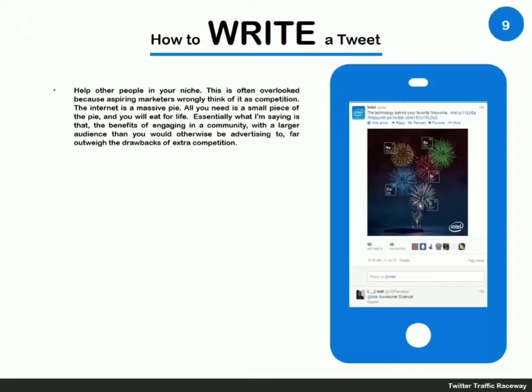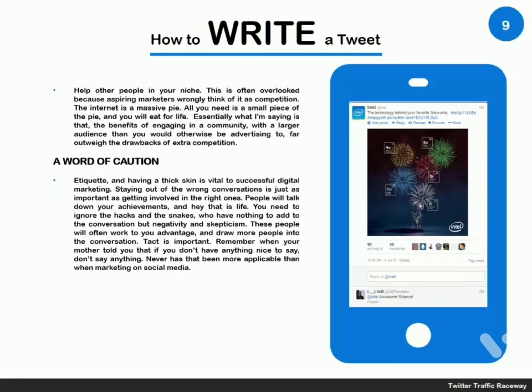All you need is a small piece of the pie and you'll eat for life. Essentially, what I'm saying is that the benefits of engaging in a community with a larger audience than you would otherwise be advertising to far outweigh the drawbacks of extra competition. A word of caution. Etiquette and having a thick skin is vital to successful digital marketing.